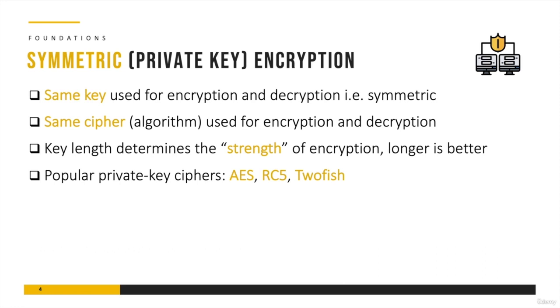Now, cipher is a word which is an alternate for algorithm, used for encryption and decryption. So the same algorithm is used at the source for encrypting data, and the same algorithm is used at the destination for decrypting the data. Now, key lengths determine the strength of encryption, and usually the longer the better. Some popular private key ciphers include AES, RC5, and Twofish.